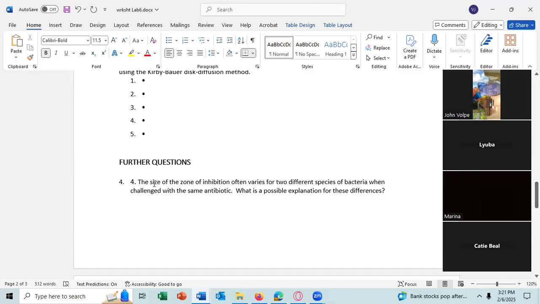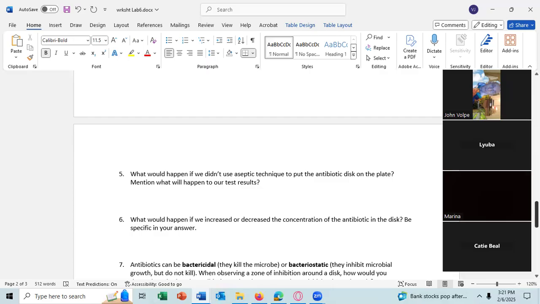And then question 4. The size of the zone of inhibition often varies for 2 different species of bacteria when challenged with the same antibiotic. What is a possible explanation for these differences? Stated there. 5. What would happen if we didn't use aseptic technique to put the antibiotic disc on the plate? State that there, and then mention what will happen to our test results.